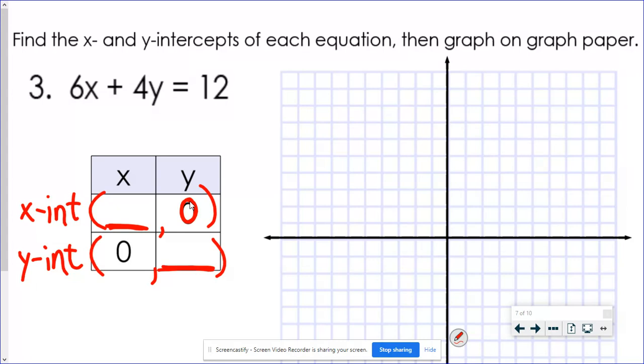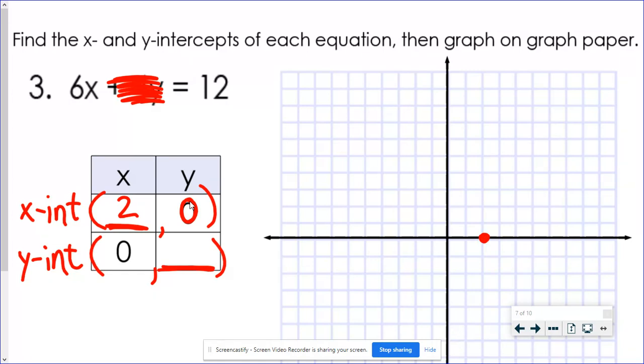So if the y was 0, when I'm in class, I just use my hand and cover up parts of the equation that are going to be 0. You can't see that the way that I'm videoing this, so I'm going to cross some stuff off. If the y is 0, 4 times 0 would be 0, and adding 0 doesn't do anything, so this whole part of the equation goes away. So 6 times what gives me 12? Well, that's 2. And if you wanted to graph that right away, you could. (2, 0) is right there.